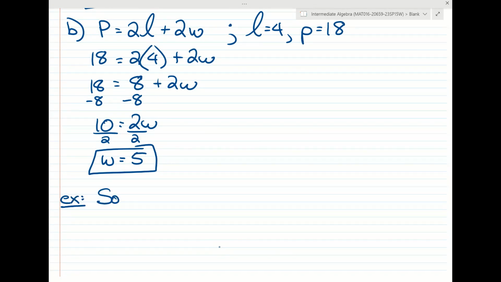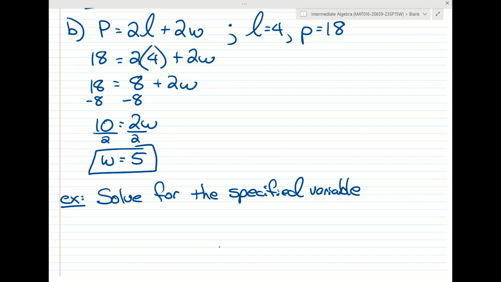And now what I'm going to ask you to do is, still working with formulas, let's solve for the specified variable. So if I gave you 2x minus 3y is equal to 6, I'd like us to solve for y. What that means is get rid of everything else except y.